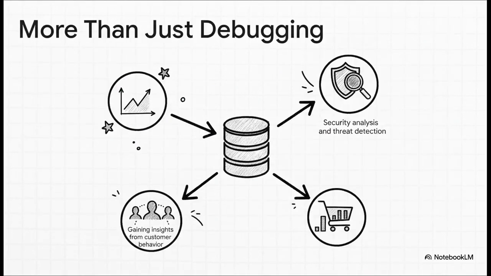But here's the thing. ELK isn't just for putting out fires. I mean, once you have all this data in one place, the possibilities are just endless. What if you could watch your app's performance in real time? Or what about analyzing security logs to spot a threat before it becomes a disaster? You can even track business metrics to see how your customers are actually using your product.